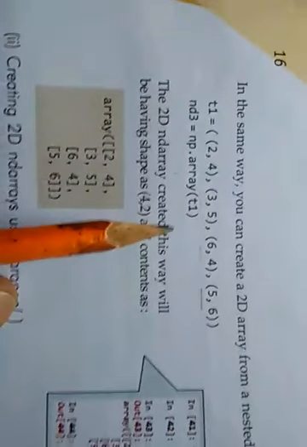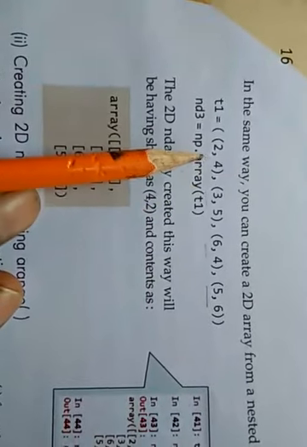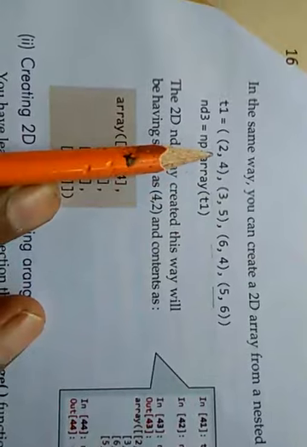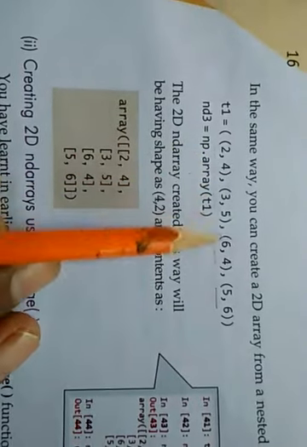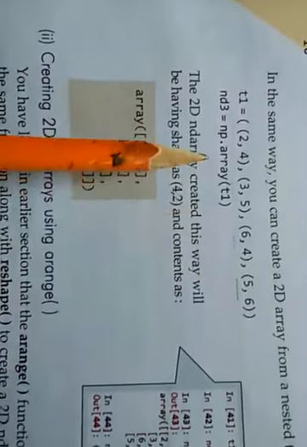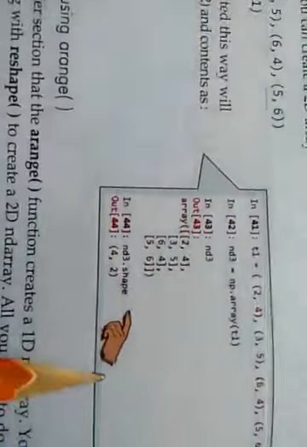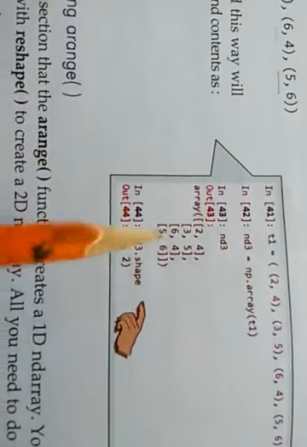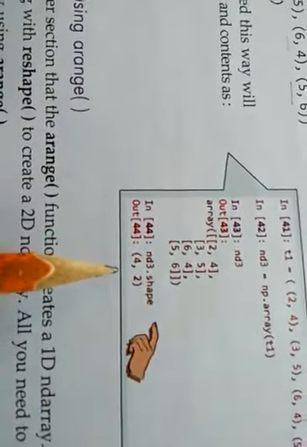Now here we are creating the array with the help of nested tuples. In this, the first tuple is 2 4, second is 3 5, third is 6 4 and last is 5 6. And we are creating the array with the help of tuples. So this array will be created, just see in the output. So this is printing and the shape of this is 4 by 2.